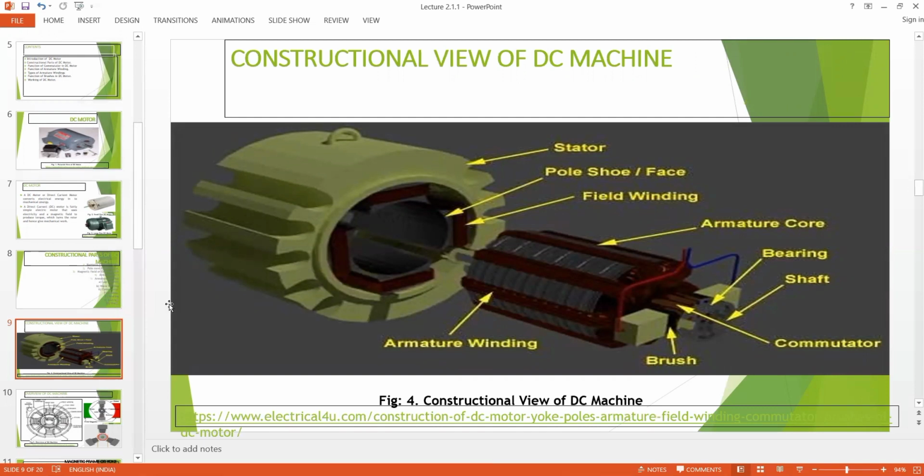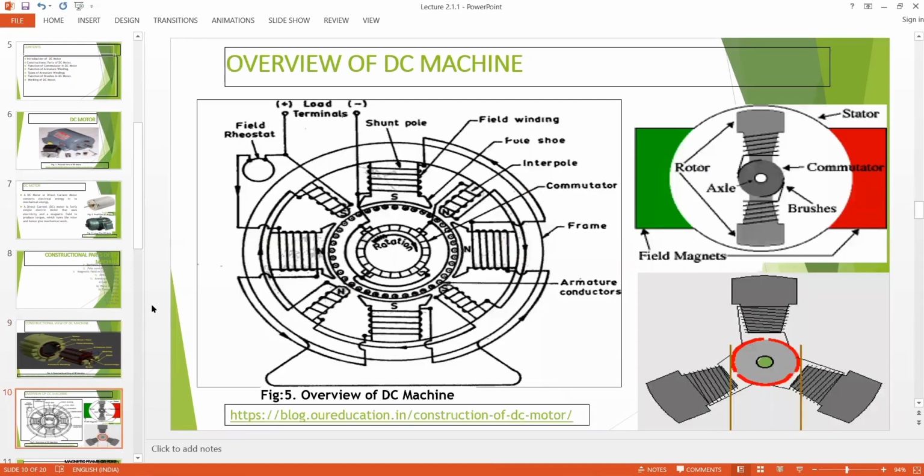Commutator is basically converting from DC to AC and AC to DC, respectively. Right. So this is your construction of DC machine. Whenever any question is asked, you have to draw this construction view of the DC machine. Now the overview of DC machine, so this you can understand better.